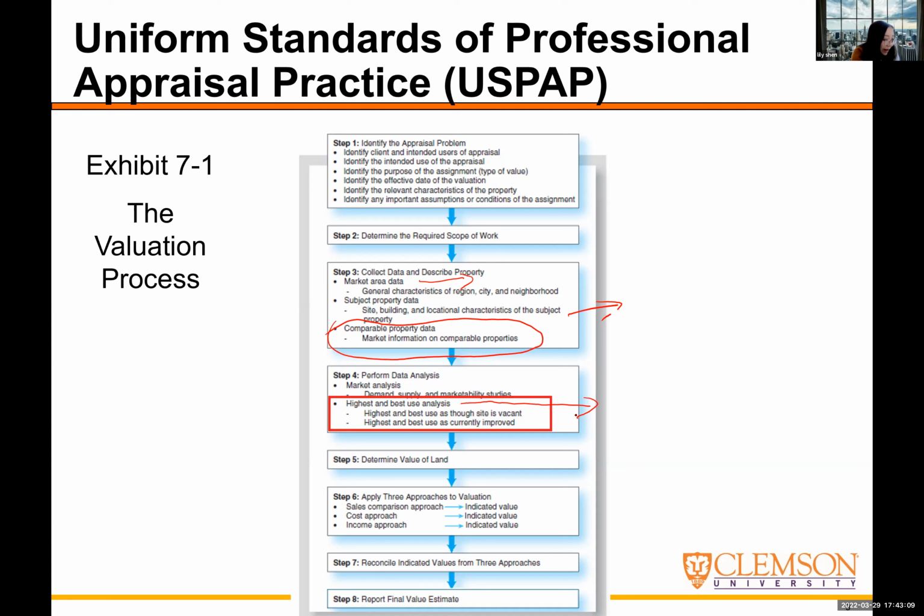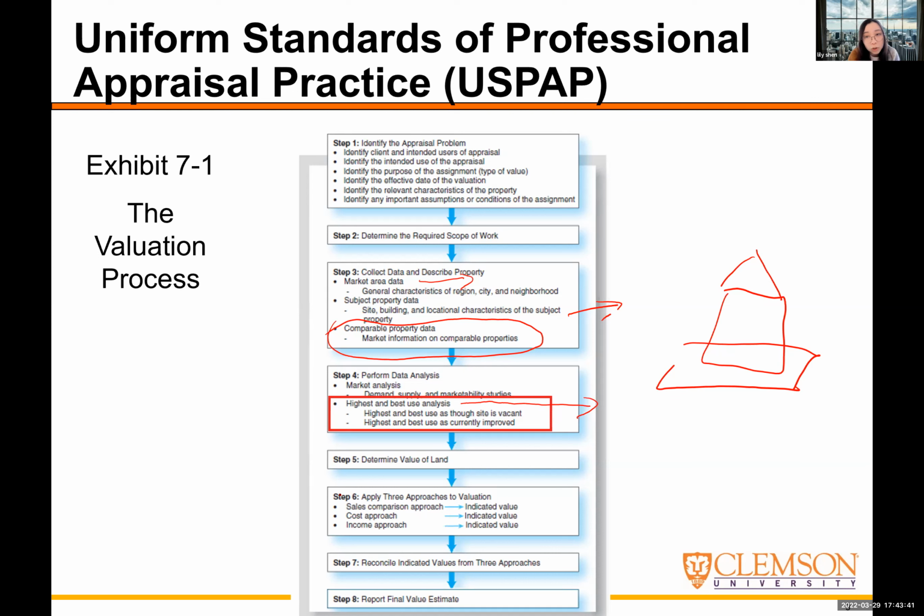So step 5, whenever we're talking about real estate, remember chapter 1, we're talking about the lot and the improvement, the house. We have to separate the land from the house. Why? I'll tell you later. So once you know the value of the land, you can try to estimate the value of the property using 3 approaches.